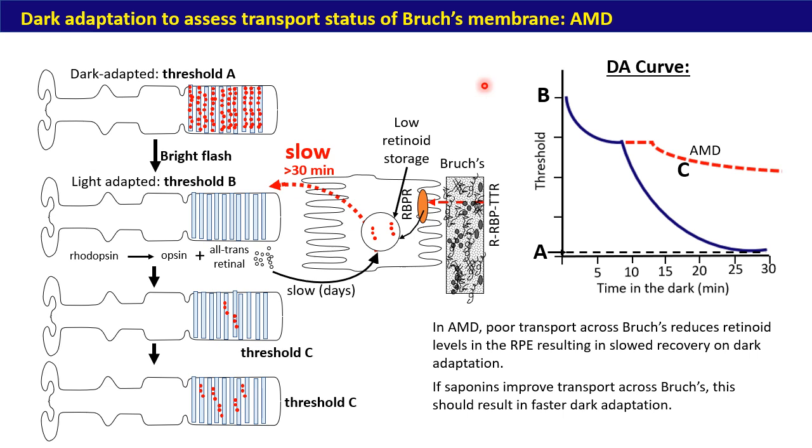In AMD, the poor rate of transport of retinol across a thickened Bruch's membrane means that the retinoid storage pool in the RPE is low. So, following a bleach, the rate of transfer of 11-cis retinal to the bleached photoreceptor is slow, resulting in a shallow recovery shown on the DA graph here.